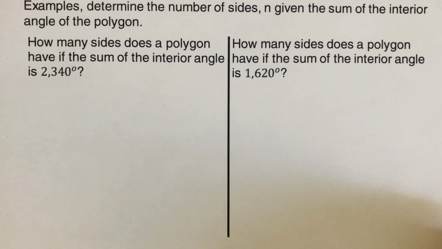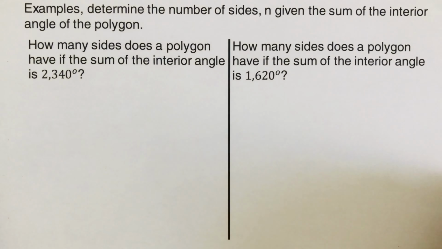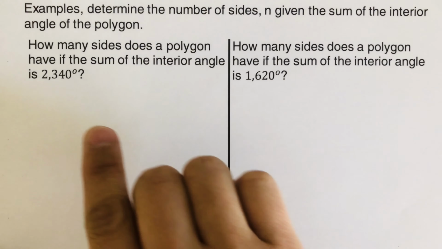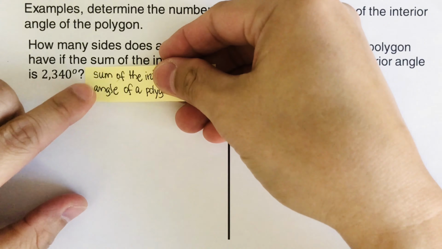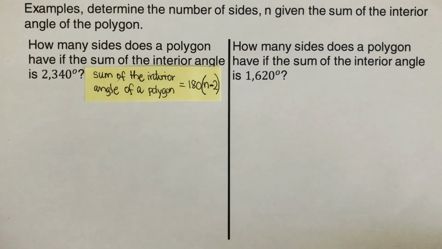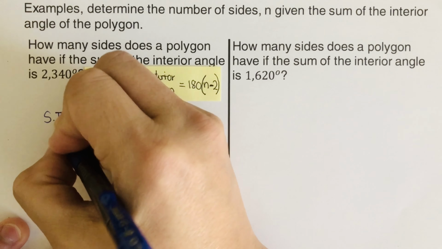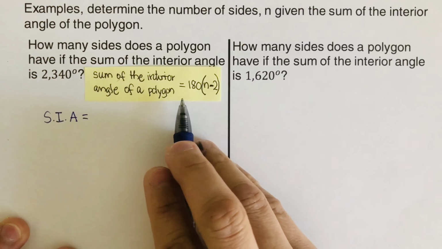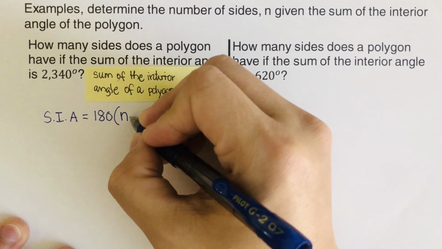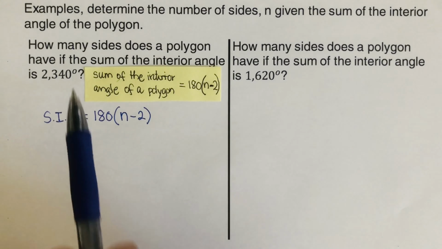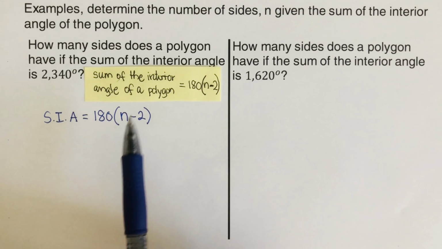Now let's move on to the next set of examples. This time around, we do it backwards. What we have here is the sum, the total of the interior angles, and we're supposed to determine the number of sides. Again, we are going to use the same equation: the sum of the interior angles is equal to 180 degrees times n minus 2. So for this problem, how many sides? That means we're looking for n, the number of sides.